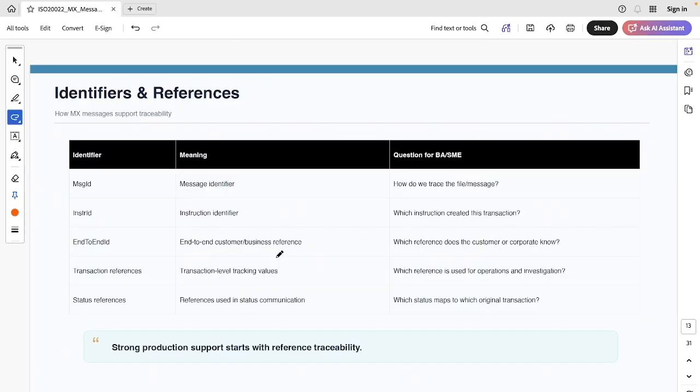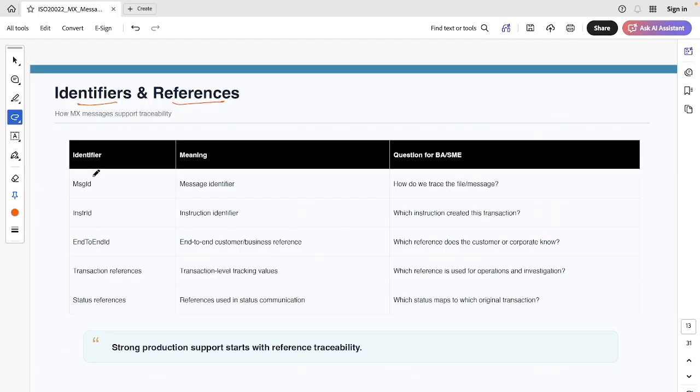Along with party roles, identifiers and references are also the backbone of traceability. In any payment project, one of the first questions a BA or SME should ask is what reference helps us track this transaction. Payments without good references are like parcels without tracking numbers. Technically they may move, but everyone gets nervous.